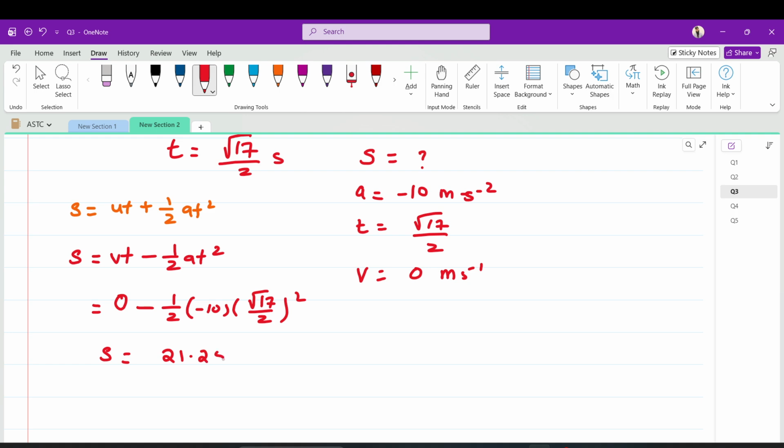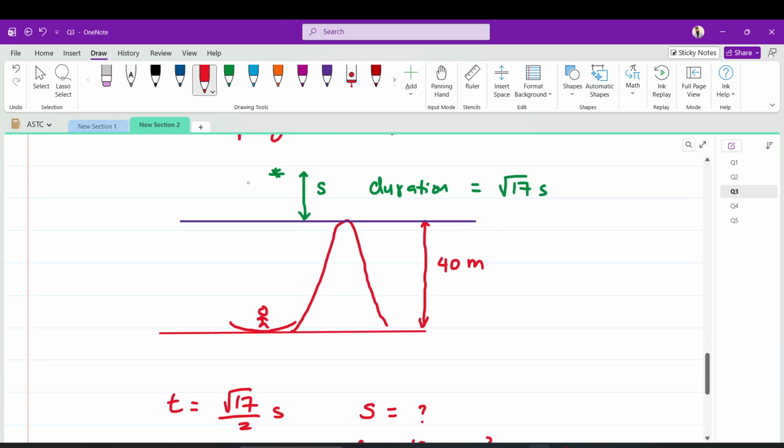21.25 meters. So now I know that this S is 21.25 meters. Now I know what the maximum height is. I know the total displacement: if I start from the bottom all the way till the max height, I know the total displacement. Now I can find out the initial velocity.